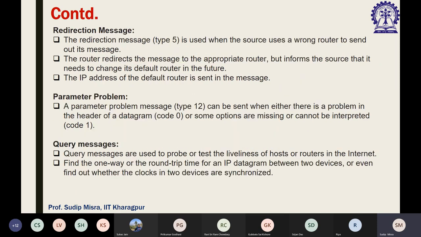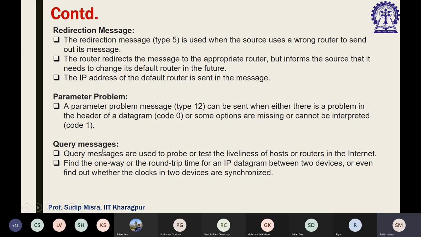Now comes the redirection message, which is type 5. It is used when the source uses a wrong router to send out its message. I told you in the previous lecture about a case where the message lands up in a different network, not the correct network, so it needs to be redirected. For this, ICMP can be used to inform the source that it has come to the wrong router. There could be some parameter problems also, and so on.